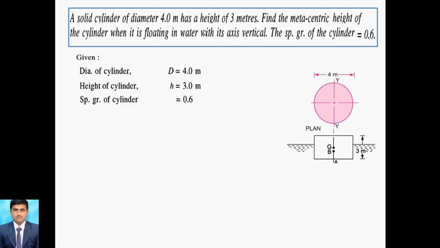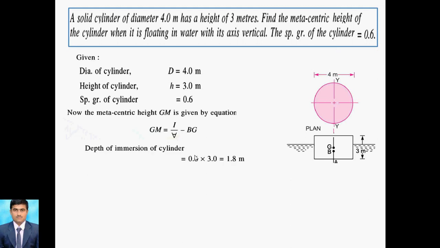The given data: the diameter is 4 meter, the height H is 3 meter, and the specific gravity is 0.6. Next is GM, the metacentric height, with the formula I upon V minus BG. I is the moment of inertia, V is the volume, and BG is the metacentric radius.